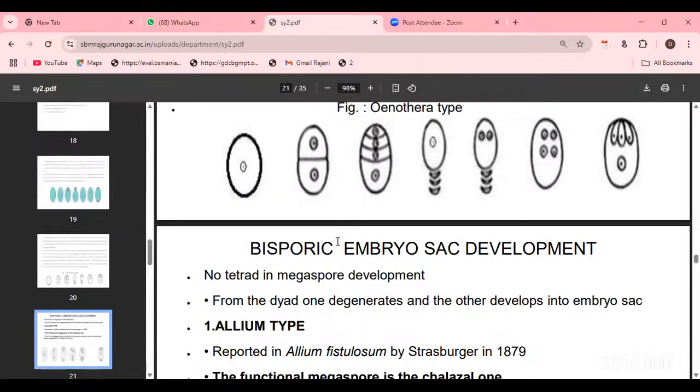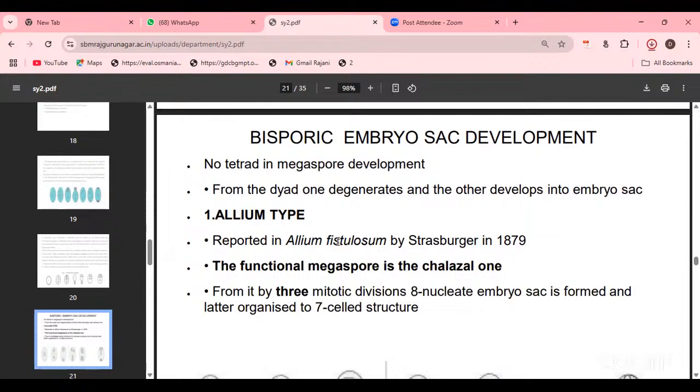We will discuss bisporic embryo sac development tomorrow. These are the things we will discuss in tomorrow's class.